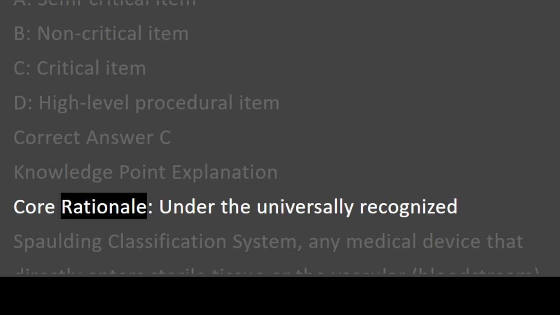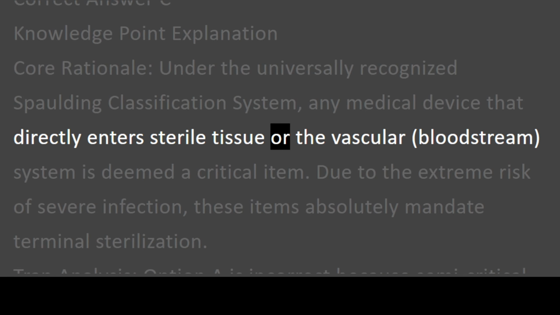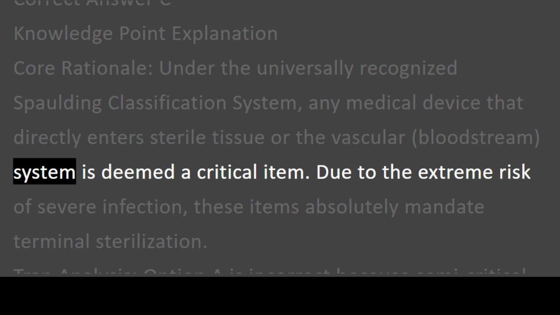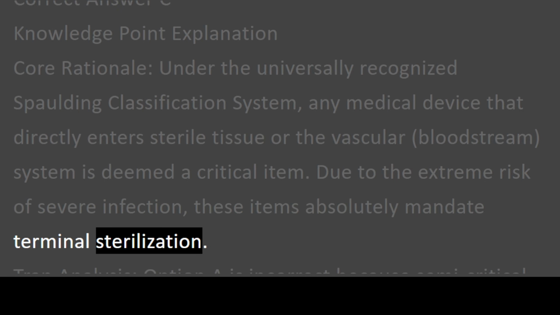Core rationale. Under the universally recognized Spalding classification system, any medical device that directly enters sterile tissue or the vascular, bloodstream, system is deemed a critical item. Due to the extreme risk of severe infection, these items absolutely mandate terminal sterilization.